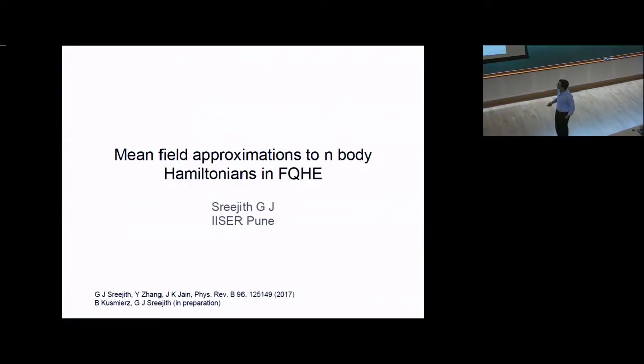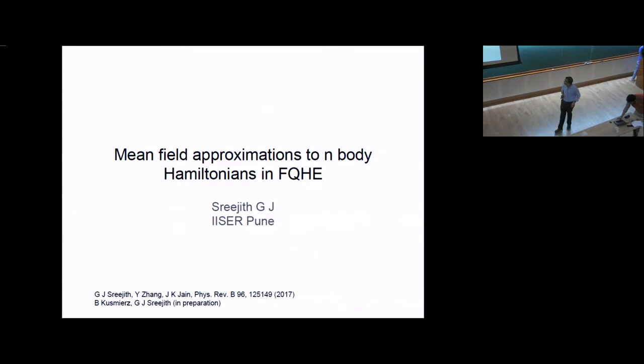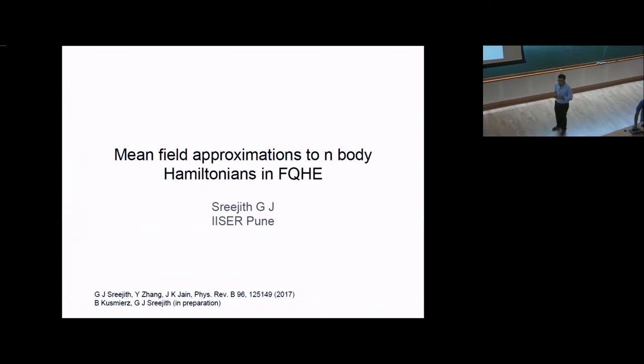It is better. I'm Sreejith from ICTS Pune, and I'll be telling you about the implementation and numerical testing of mean field approximation to certain n-body Hamiltonians in a specific context in quantum Hall physics.